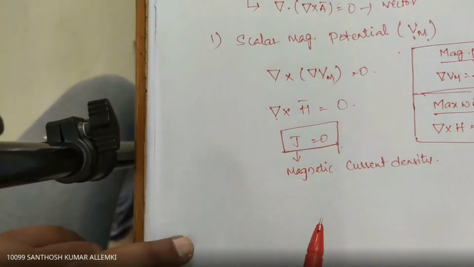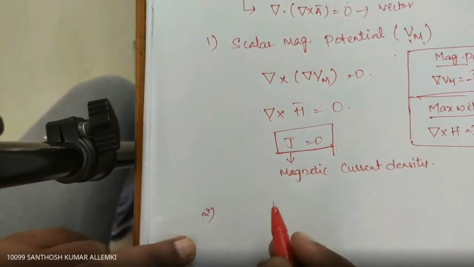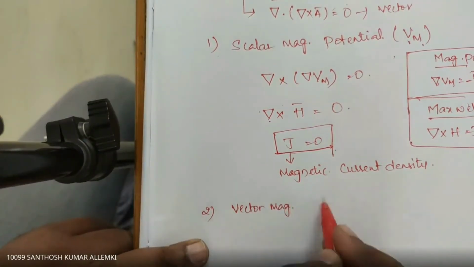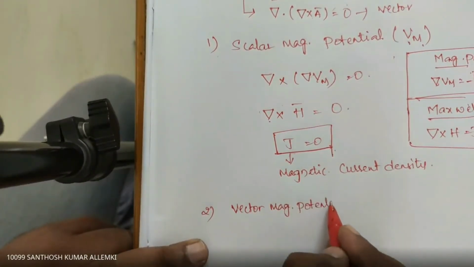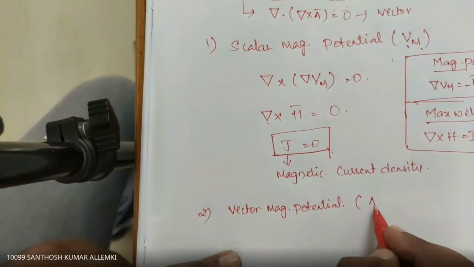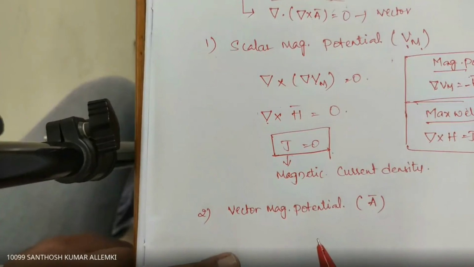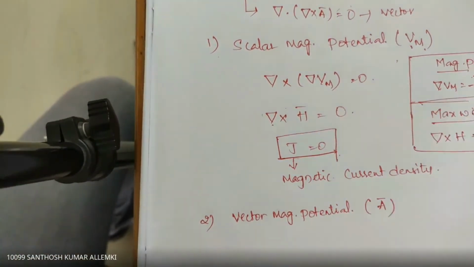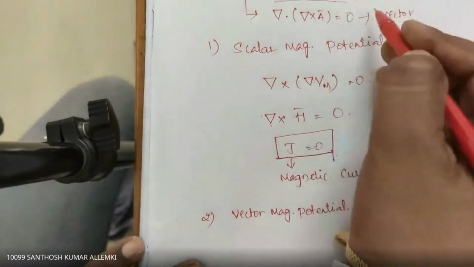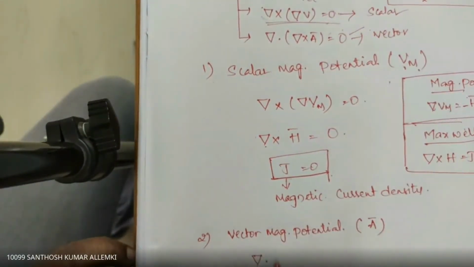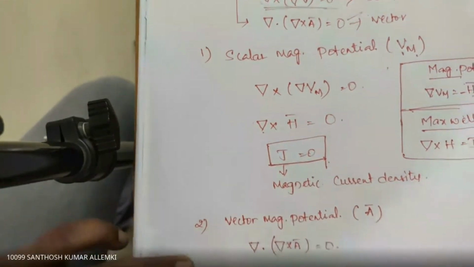And next, the second one is vector magnetic potential. Here, the vector magnetic potential is A bar. So for the vector magnetic potential, we need to have the expression as what? Second one, that is del dot del cross A bar must be equal to 0.